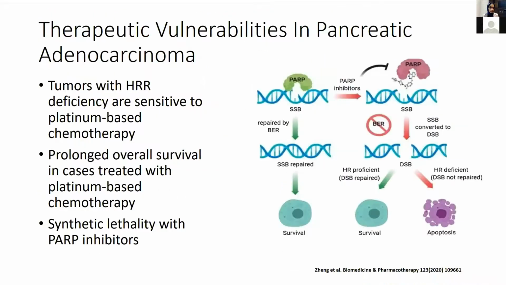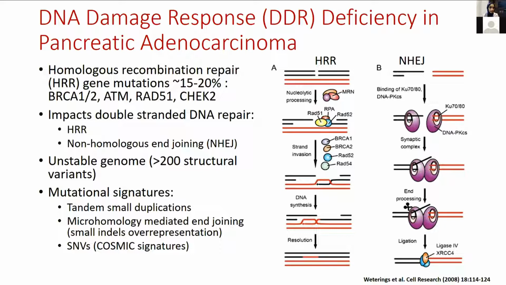So pancreatic adenocarcinoma that has impaired homologous recombination repair would rely on this pathway to repair any damage that occurs. In this context, because this pathway is error-prone, it will lead to certain genetic signatures across the genome that we can detect, and also genomic instability.